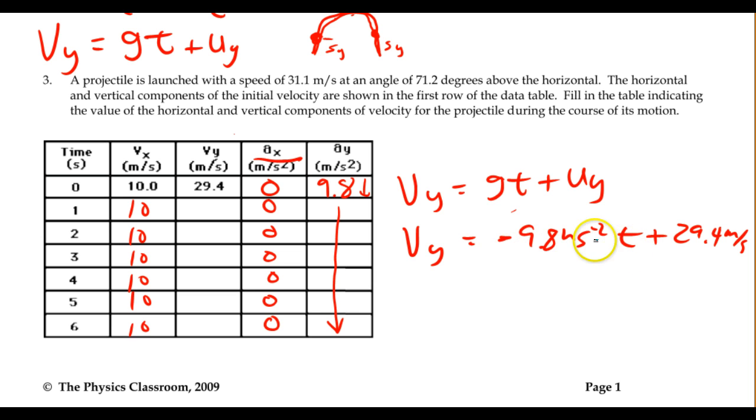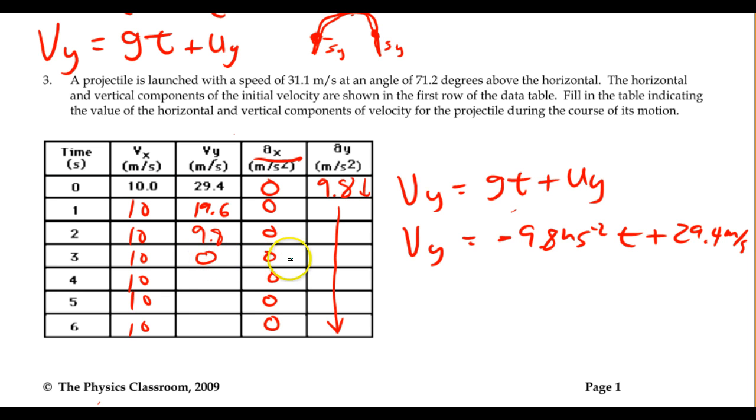So at 1 second, 1 times negative 9.8 plus 29.4 leaves 19.6. Then we'll put in 2 seconds for t, 2 times negative 9.8 plus 29.4, and we'll be down to 9.8 meters per second in the positive direction. We're still moving up, but we're slowing down. At 3 seconds, 3 times negative 9.8 is equal to negative 29.4, so we will have stopped.